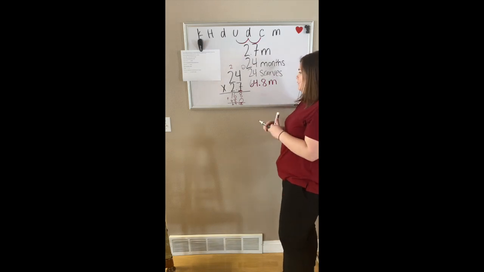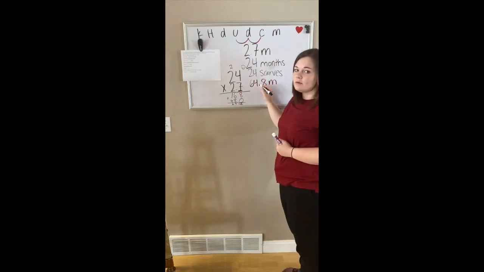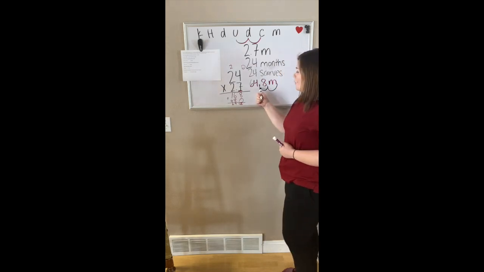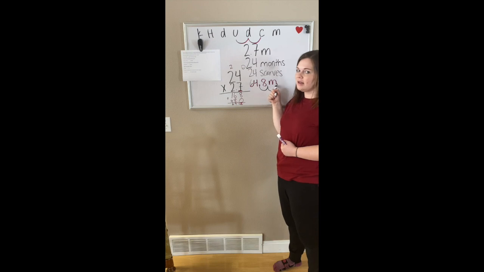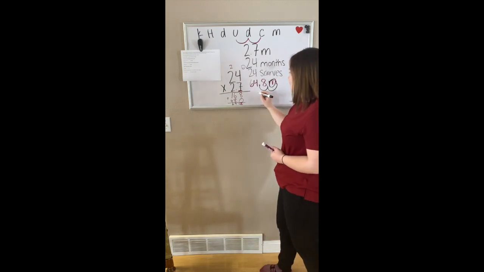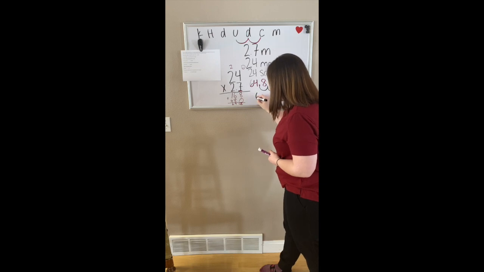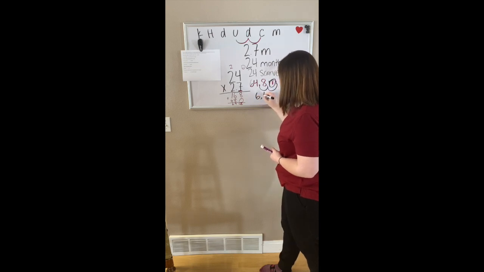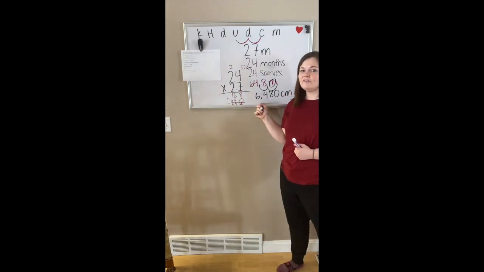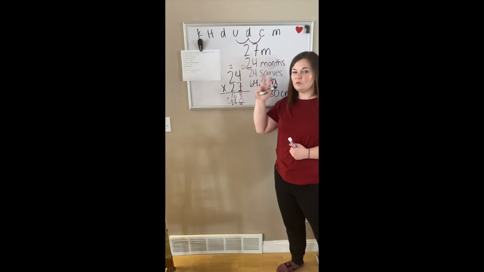So I go starting at the decimal, because this number has a decimal, two places to the right. One of my places has a number in it, but the other one doesn't, so I just have to put a 0 in there. And now I know that I have 6,480 centimeters that I used for my scarves for 2 whole years.